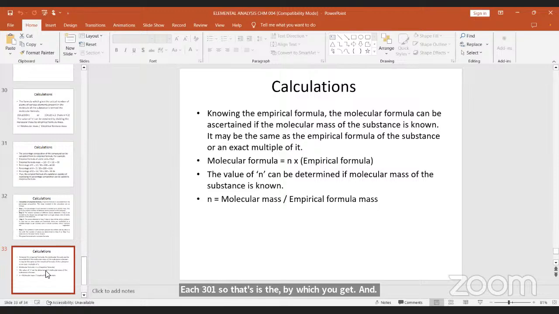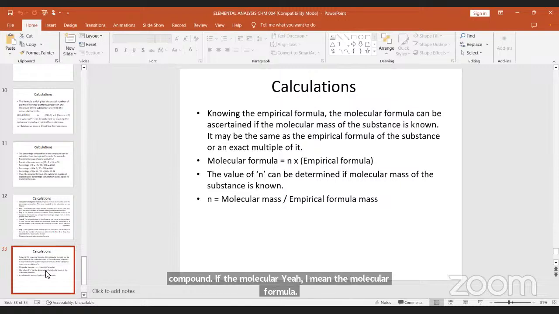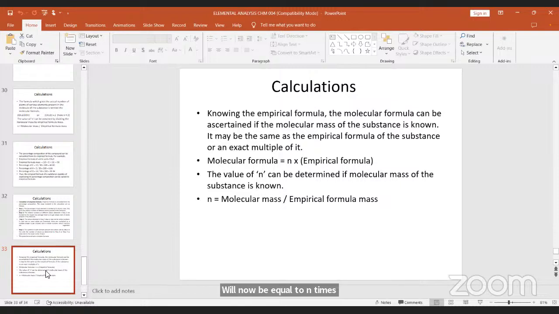After getting the empirical formula, the molecular formula can now be ascertained if the molar mass of the substance is known. Usually if you're asked to do this sort of question, you'll be provided with the molar mass of the compound. The molecular formula will be equal to n times the empirical formula, where n can be determined if the molar mass of the substance is known. One way to determine n is: n equals molar mass over empirical formula mass.